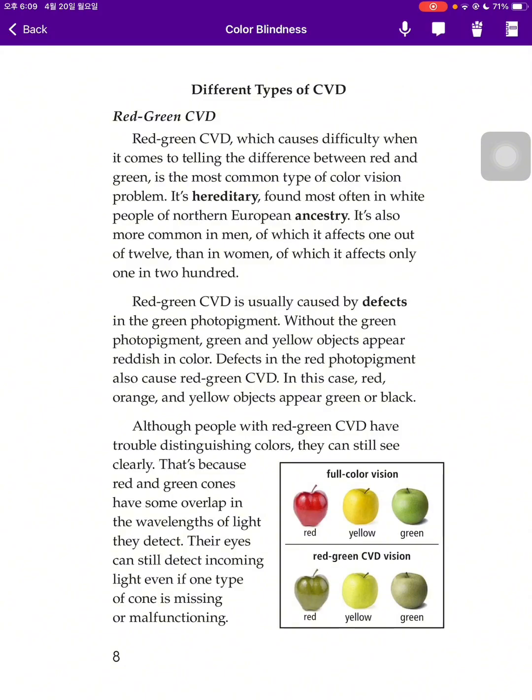Although people with red-green CVD have trouble distinguishing colors, they can still see clearly. That's because red and green cones have some overlap in the wavelengths of light they detect. Their eyes can still detect incoming light even if one type of cone is missing or malfunctioning.